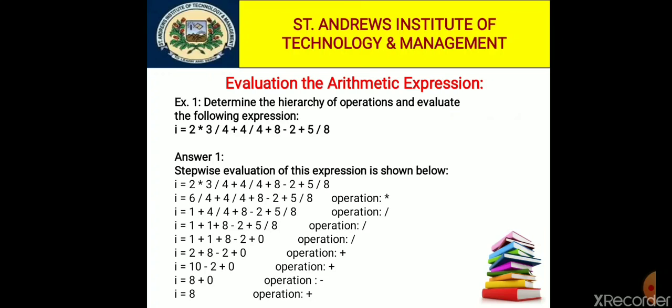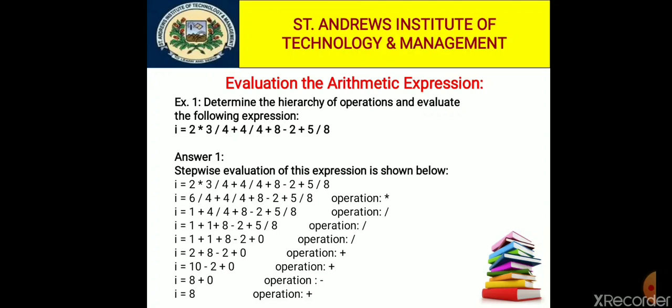So question 1 is determine the hierarchy of operations and evaluate the following expression. I is a variable in which the result will store. The expression is 2 multiply 3 divided by 4 plus 4 divided by 4 plus 8 minus 2 plus 5 divided by 8. And we already discussed about hierarchy of operators. We have 3 levels: first priority, second priority and third priority. In first priority we have multiplication, division, modulus. In second priority we have addition and subtraction. And in third priority we have assignment operator.